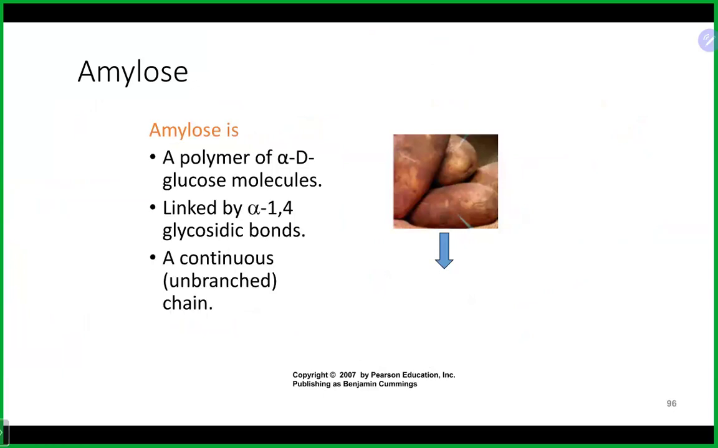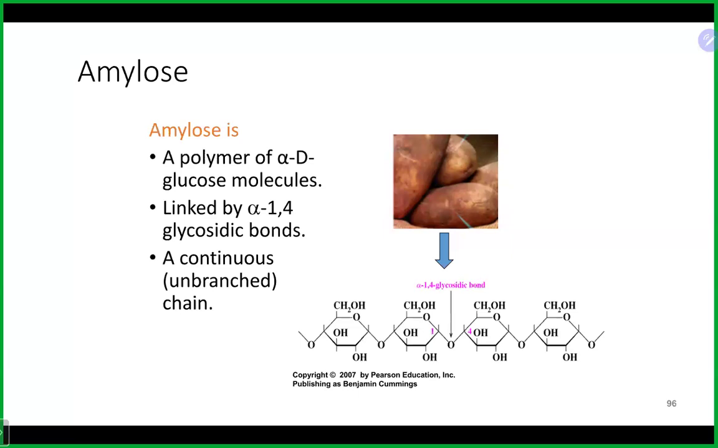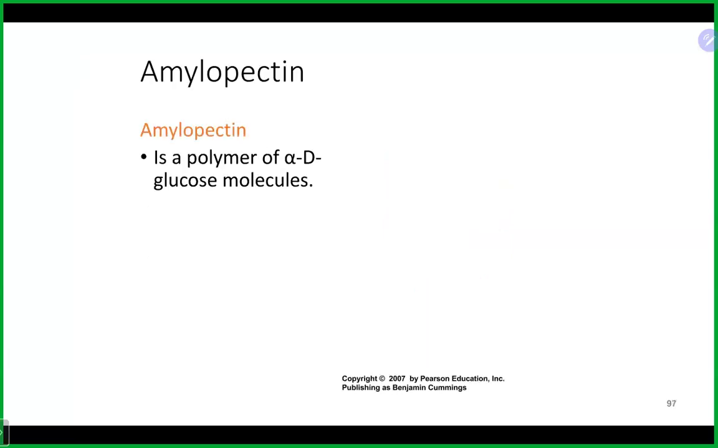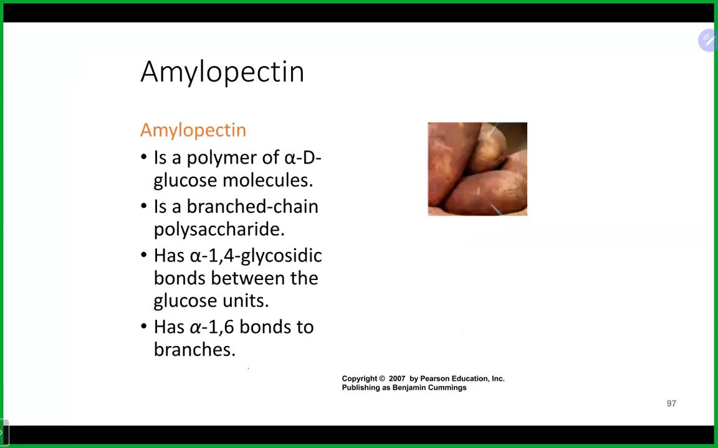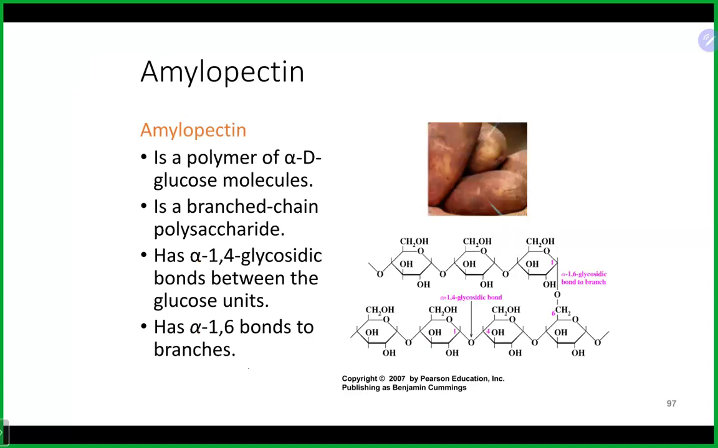So amylose, as we just saw, is our alpha D-glucose with the alpha 1,4 glycosidic bond, continuous, unbranched. And our amylopectin, as we just saw, has a branch point with actually two glycosidic bonds happening, the alpha 1,4 and the alpha 1,6 bond at the branch points. After the branch point, it just continues with the alpha 1,4 bonds in a long chain until maybe it branches out again along the way.